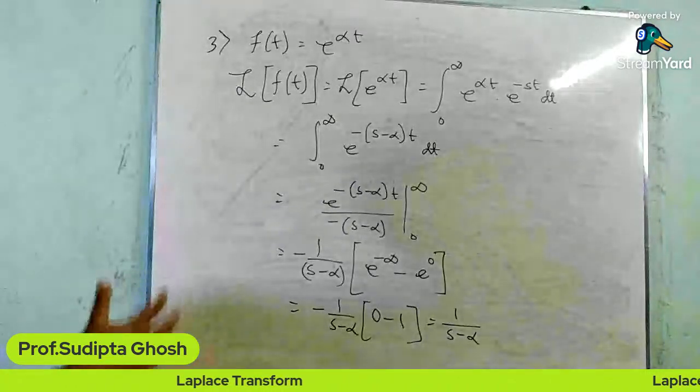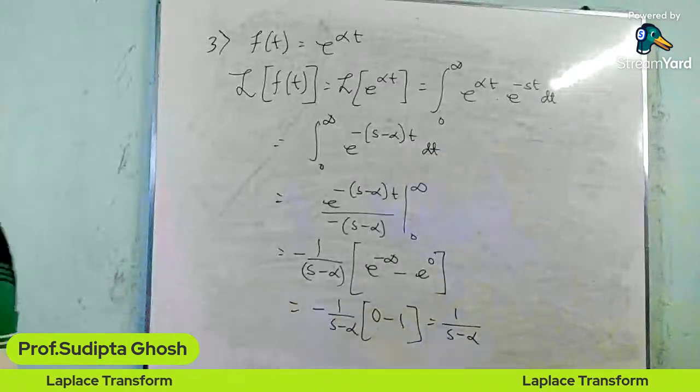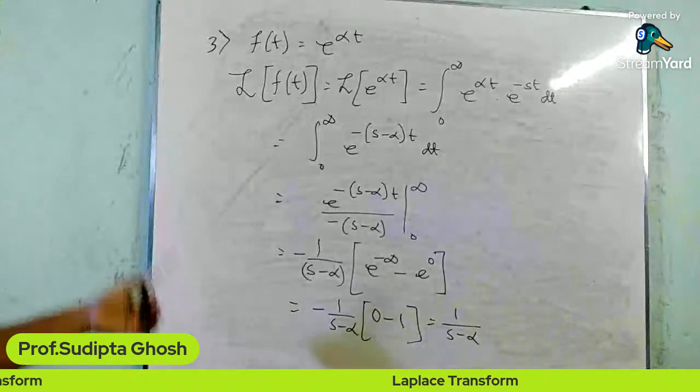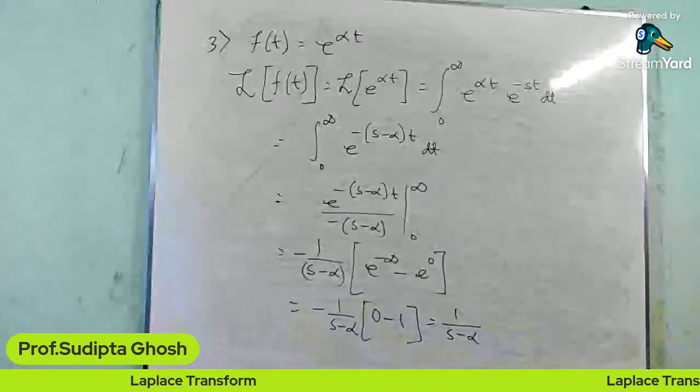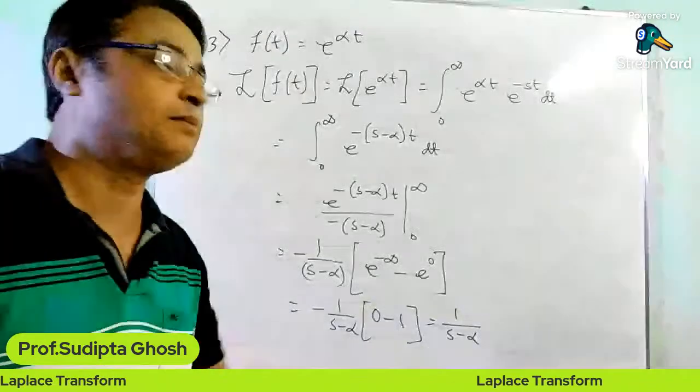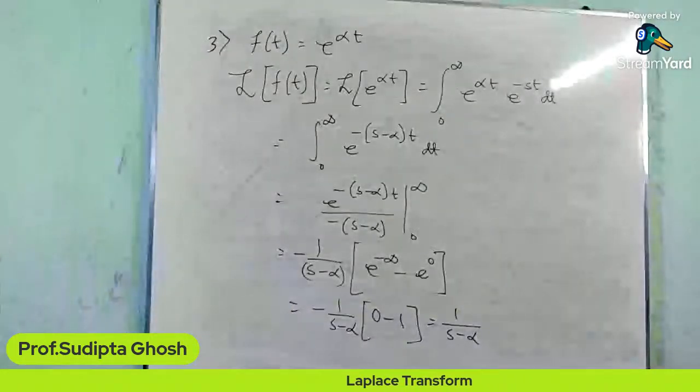So this is an important function, e to the power alpha t. The Laplace transform of e to the power at, or e to the power alpha t, is nothing but 1 by (s minus alpha). Okay?